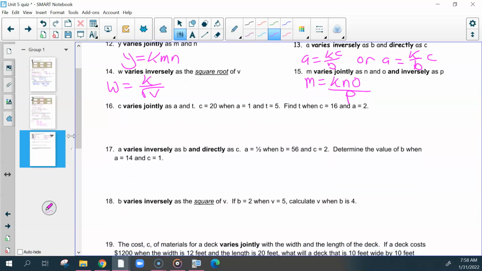So for all of these, you first need to set up your equation. C varies jointly as A and T, so C equals KAT. Then we can put in our numbers to find K, and then use K to find our missing value. So 20 equals K times 1 times 5, or 20 equals 5K. Divide both sides by 5. So K equals 4.